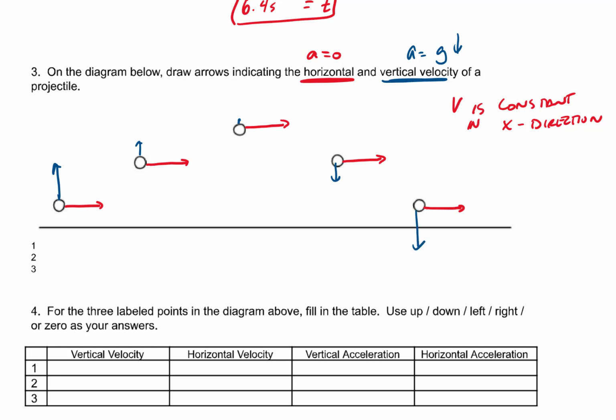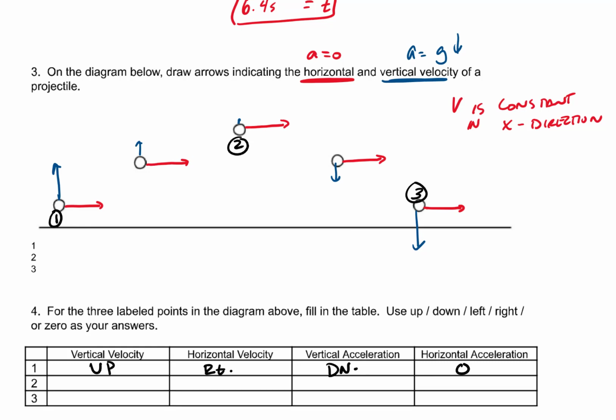So for 3 labeled points in the diagram, tell you what, since that's not clear, we're going to go with 1, 2, and then we're going to go 3 down here. So use up, down, left, and right as our answers. So for number 1, the vertical velocity is up, the horizontal velocity is right, the vertical acceleration is down, and then the horizontal acceleration is 0.